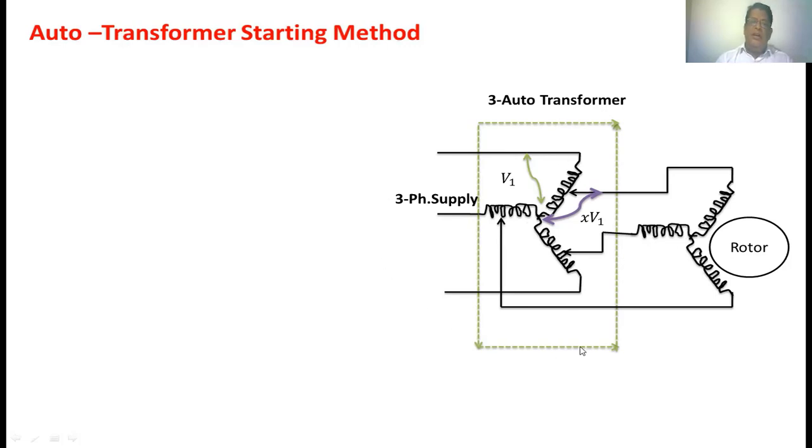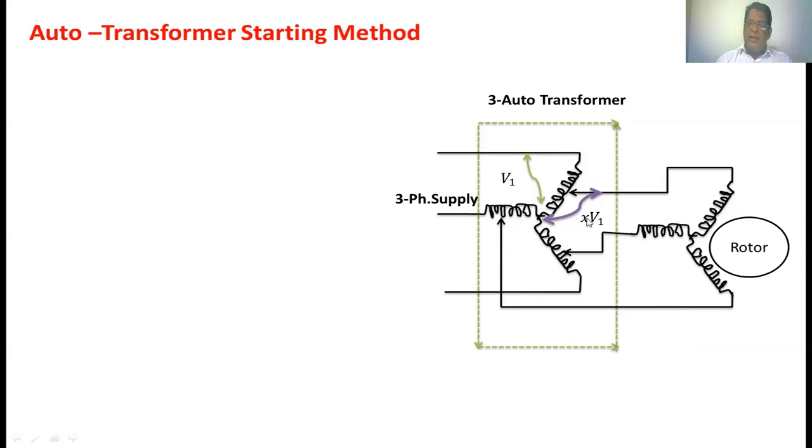This is the circuit diagram of the three-phase auto transformer starter with a three-phase induction motor. This is the three-phase supply. This is the three-phase auto transformer. This is the stator winding of the three-phase induction motor. This is the rotor winding. Here, V1 we defined as the per phase voltage on the supply side.